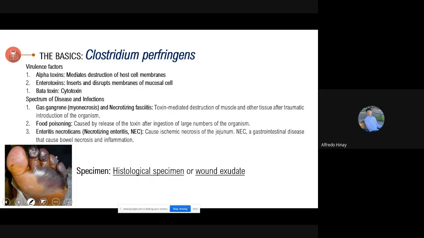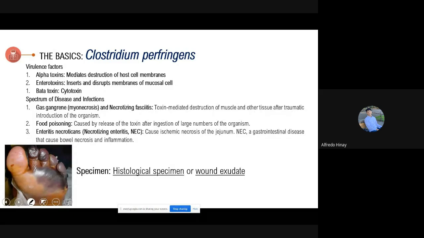The spectrum of disease is you have your gas gangrene. Take note with this one class because your gas gangrene is also known as... hindi pala ito class. You have your gas gangrene or myonecrosis or necrotizing fasciitis naman sa class. Okay? And since they have a virulence factor of enterotoxin class, syempre, they will produce a food poisoning. Okay? Caused by release of your toxin after ingestion.